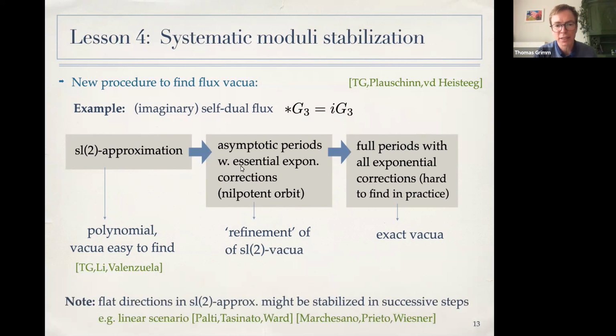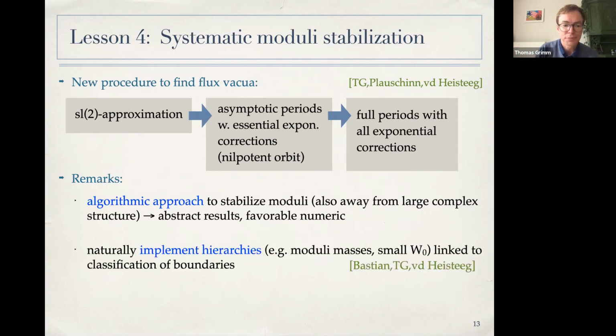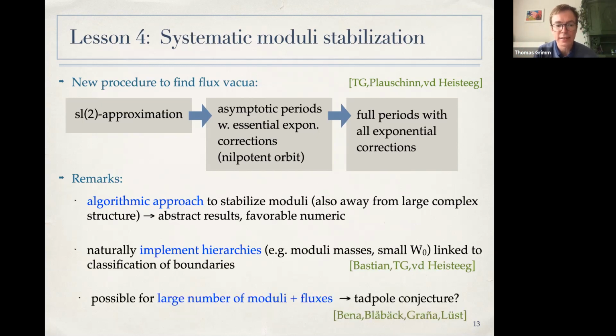There are many interesting things happening in such a moduli stabilization scheme. For example, a flat direction in the SL2 approximation might be stabilized in the second step. So this is a very algorithmic approach to stabilize moduli, and it can be done abstractly or for examples, and even for examples, it has favorable numerics as we show in our upcoming paper. And we can implement hierarchies, this I already explained, and it also works because it's abstract and algebraic. It can also work for a large number of moduli and fluxes. And this is, I believe, a very powerful tool to address the tadpole conjecture, which was discussed yesterday in Joseph's talk.